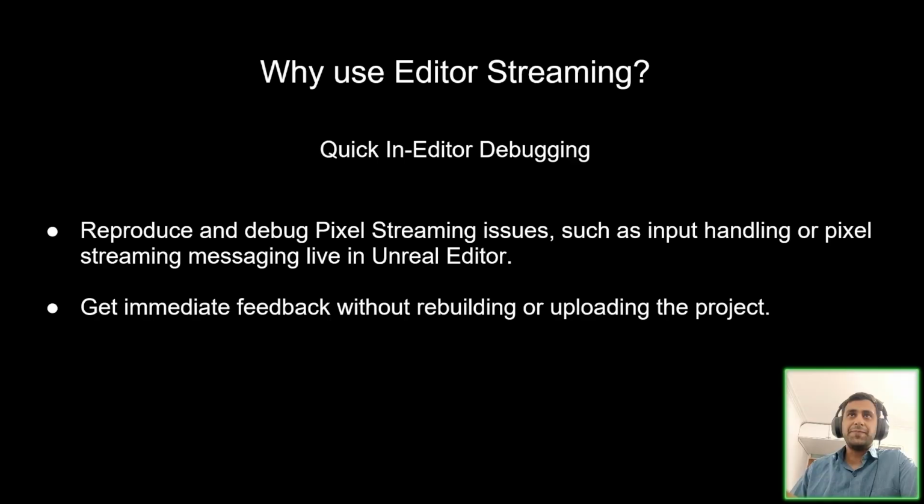So, why is it useful? The first use of it is quick in-editor debugging. So let's say your app is being controlled by touch, gamepad, mouse and keyboard, or you're using the Pixel Streaming messaging system. In those messages, a simple typo can stop your application from working correctly. So if you quickly use editor streaming, you can make your changes live and see how your application is going to perform in Pixel Streaming in a matter of seconds.